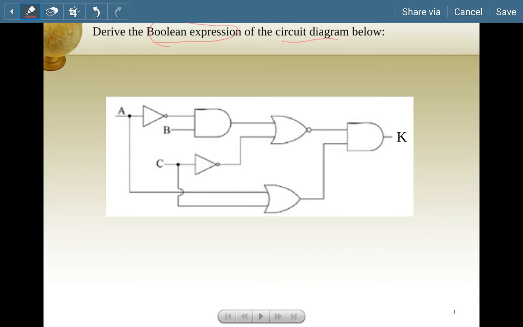Before we try to solve this, let's look at the logic circuit, and structurally identify what the inputs are. Okay, these are the inputs. And how many outputs are there? There's only one output. So if there's only one output, you would expect your answer to be just K equals to what? Sometimes you may get a circuit diagram that has two outputs, then you will be expected to derive two expressions. So let's go ahead and derive this expression.